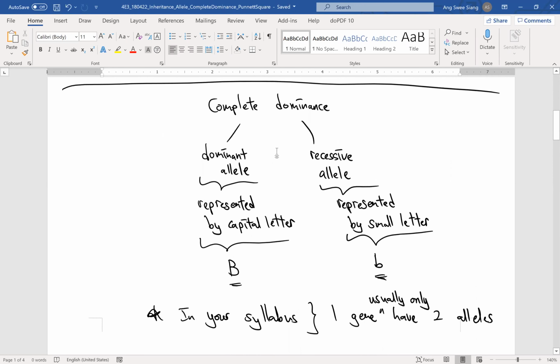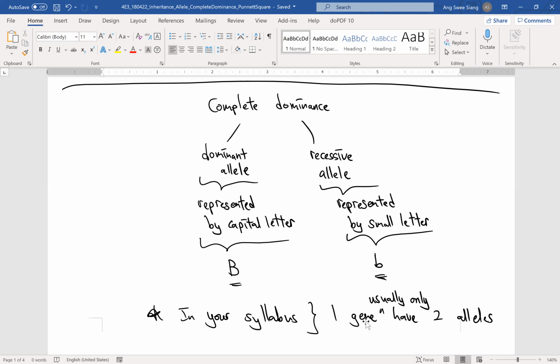Then we also started to look at, actually I already told you, in our syllabus we are only focusing on complete dominance. What do I mean by complete dominance? Complete dominance means there is one dominant allele and one recessive allele. Before I talk about complete dominance, I need to emphasize this again: usually we are only dealing with one gene having only two alleles. This is a very important assumption that you need to remember.